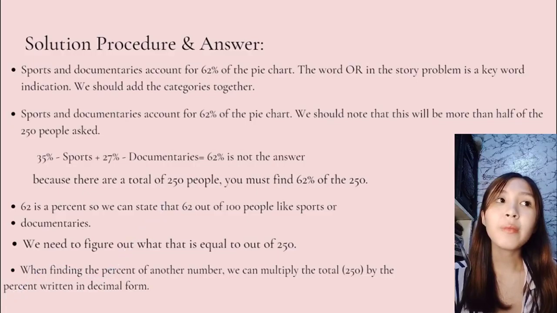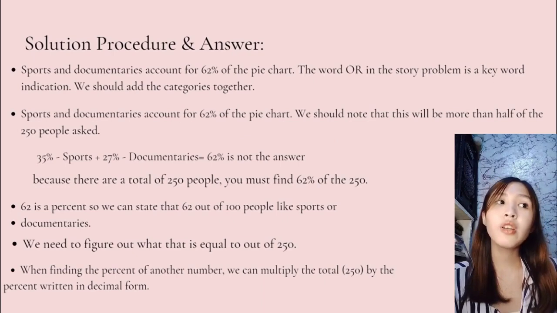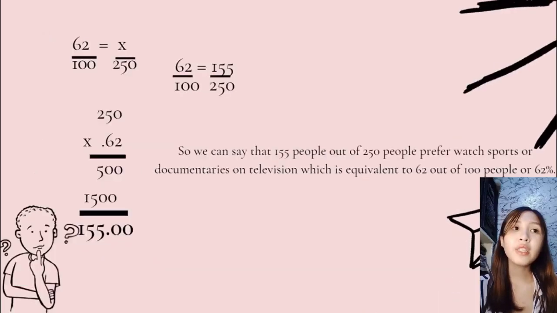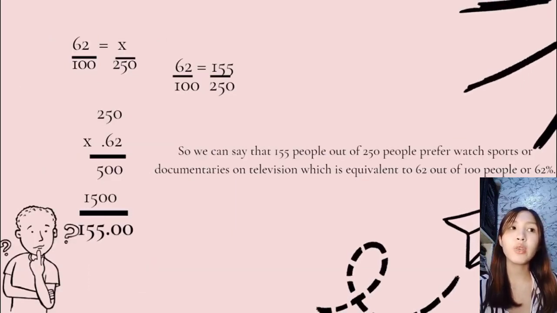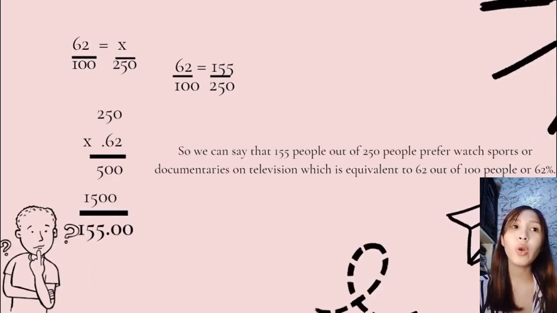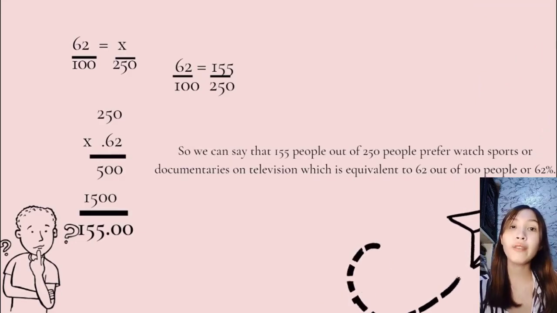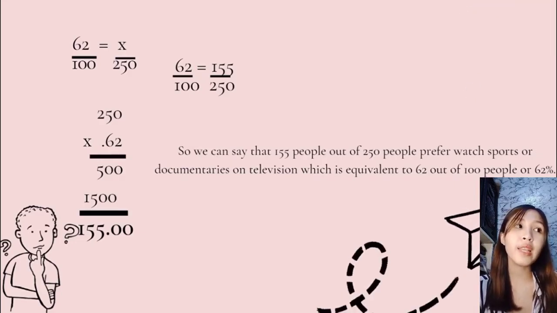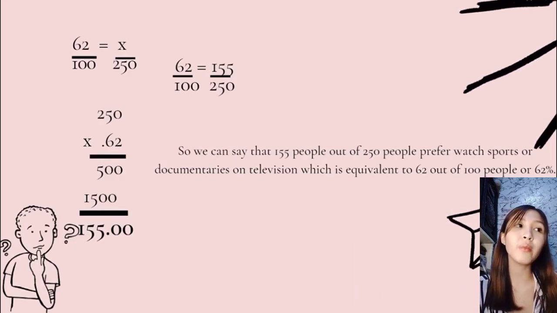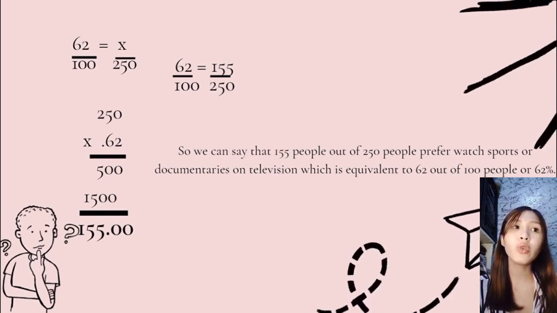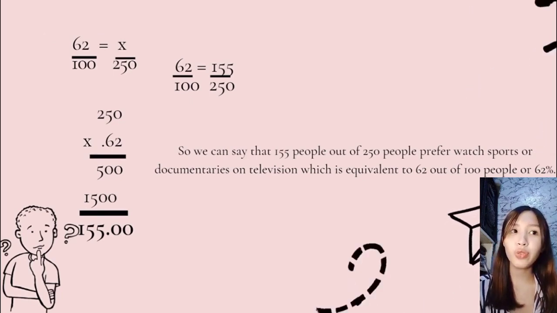And lastly, when finding the percent of another number, we can multiply the total 250 by the percent, which is 62 written in the decimal form. 62 over 100 is equal to x over 250. So to find the value of x, you multiply 250 and 0.62, so the total is 155.